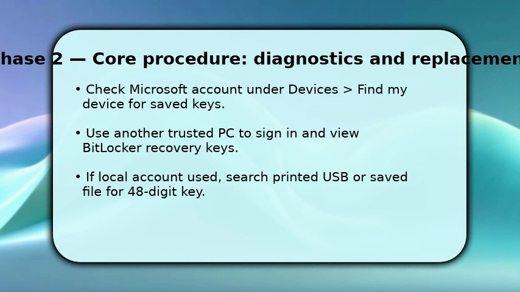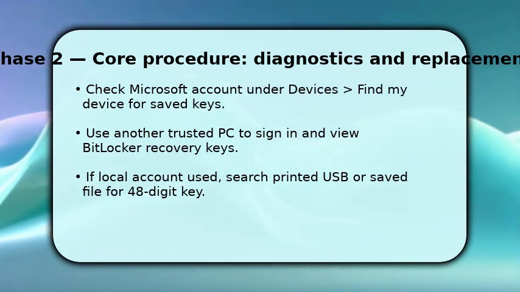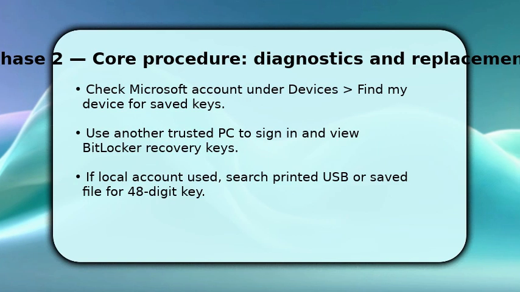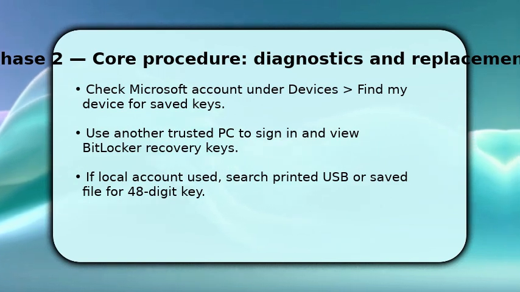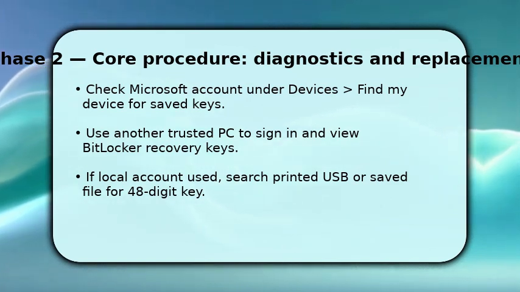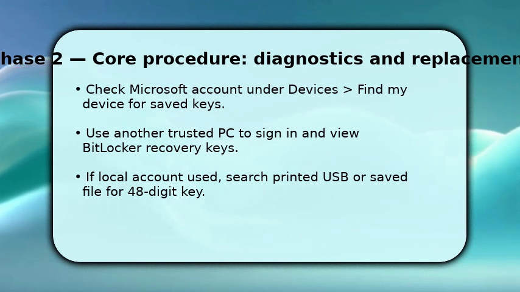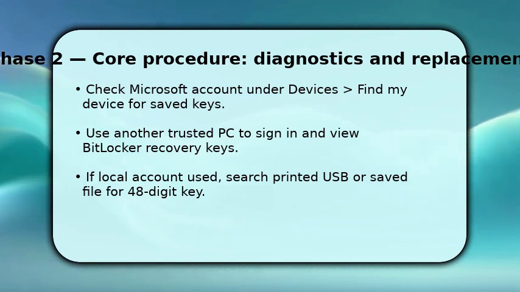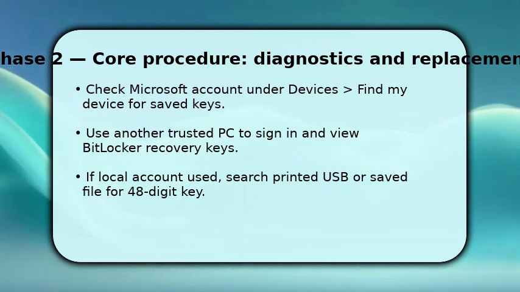You now locate the recovery key itself. If you used a Microsoft account, sign in at Account.Microsoft. On any trusted device, go to Devices or the BitLocker section and view the 48-digit recovery key for the matching device name. If you used a local account, insert the USB or open the file where you saved the key. Look for a 48-digit numeric string.